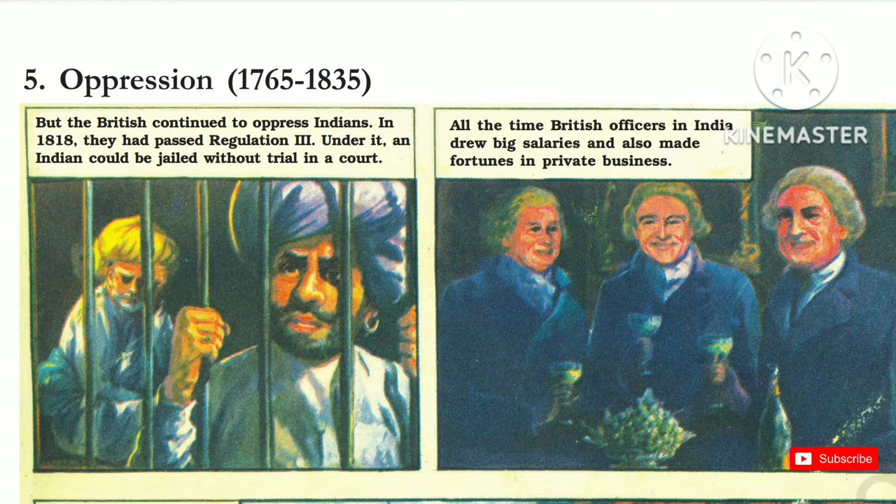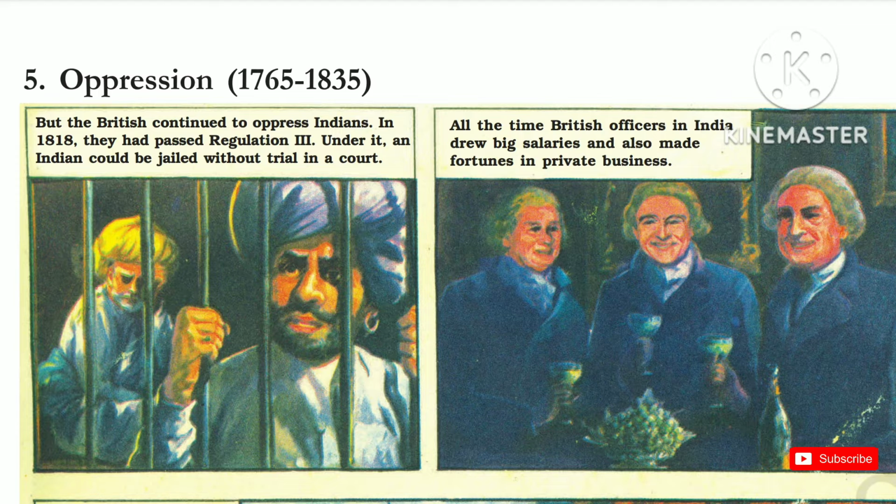5. Oppression, 1765 to 1835. But the British continued to oppress Indians. In 1818, they had passed Regulation 3. Under it, an Indian could be jailed without trial in a court.